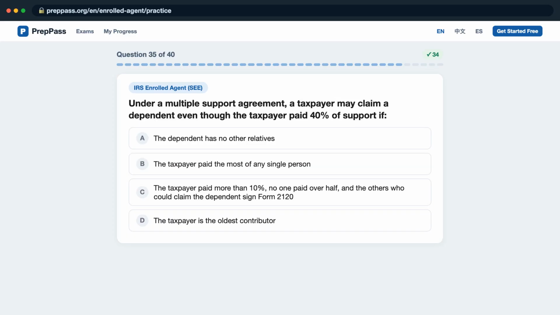Question 35. Under a multiple support agreement, a taxpayer may claim a dependent even though the taxpayer paid 40% of support if, is it A, the dependent has no other relatives? B, the taxpayer paid the most of any single person? C, the taxpayer paid more than 10%, no one paid over half, and the others who could claim the dependent sign Form 2120? D, the taxpayer is the oldest contributor?